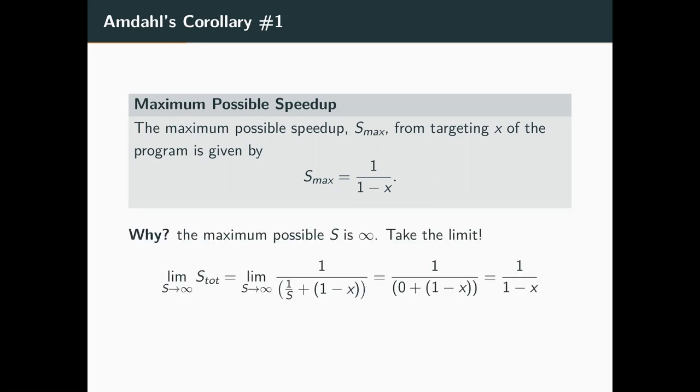Why is this? Well, you can just think about it logically, or you can be a bit more rigorous and take a limit and typeset stuff in LaTeX. But the idea here is, as s goes to infinity, this first term is just going to go to zero. Effectively, we're getting rid of the entire x part of our program. So that's how we're getting to this 1 minus x. We no longer have x in our program. Okay.